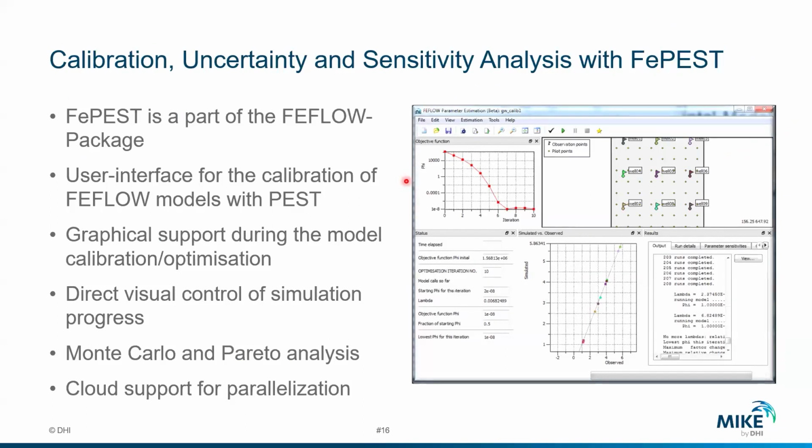Every FEFLOW license comes with a PEST interface, with FePEST. It's our optimized interface for FEFLOW models using PEST and PEST++, where you can do model calibration and uncertainty analysis, but also more complex things like Monte Carlo analysis, iterative ensemble smoother. We can do parallelization directly. You can parallelize your FEFLOW runs using all the cores of your machine, or distributed. And even nowadays, DHI has its own cloud infrastructure, so we can deploy all these hundreds of model runs to the DHI cloud if it's needed.